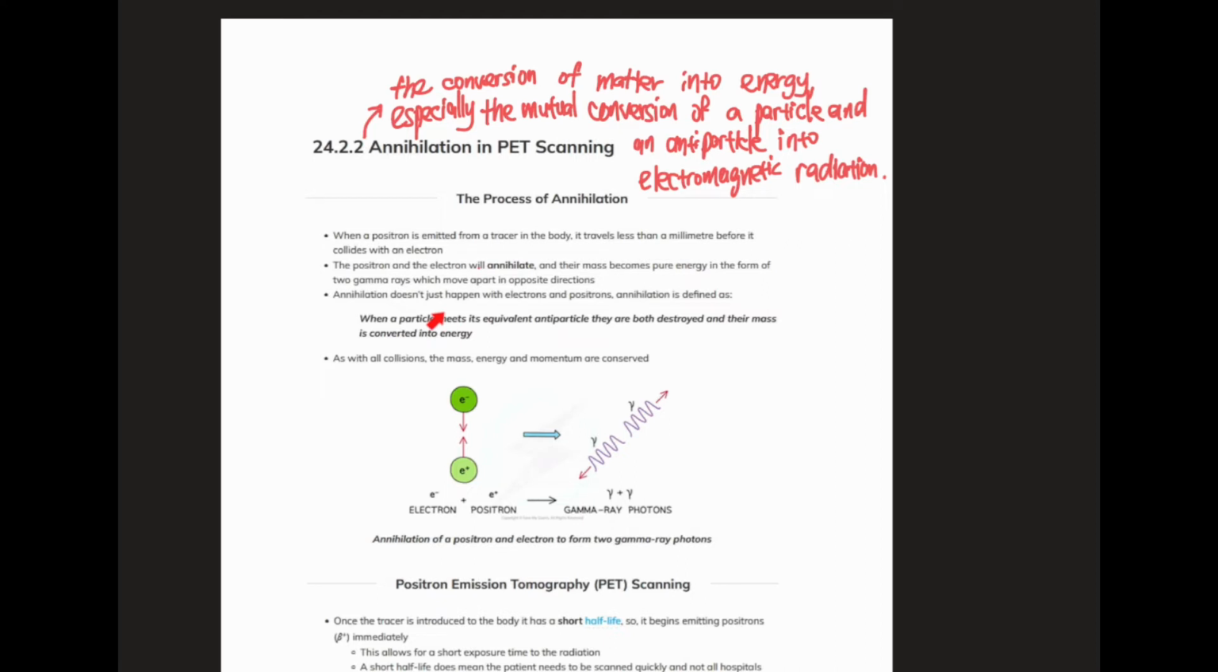From all this information, first they collide, and then two gamma rays move apart in opposite directions. One gamma ray moves in this way, another gamma ray moves the other way. So this is the annihilation of a positron and an electron to form two gamma ray photons. Okay, now let's move on.